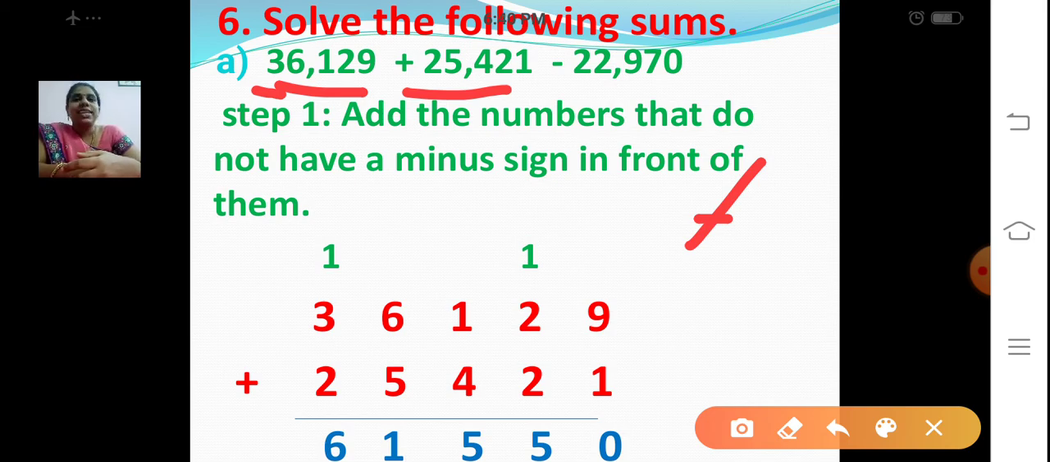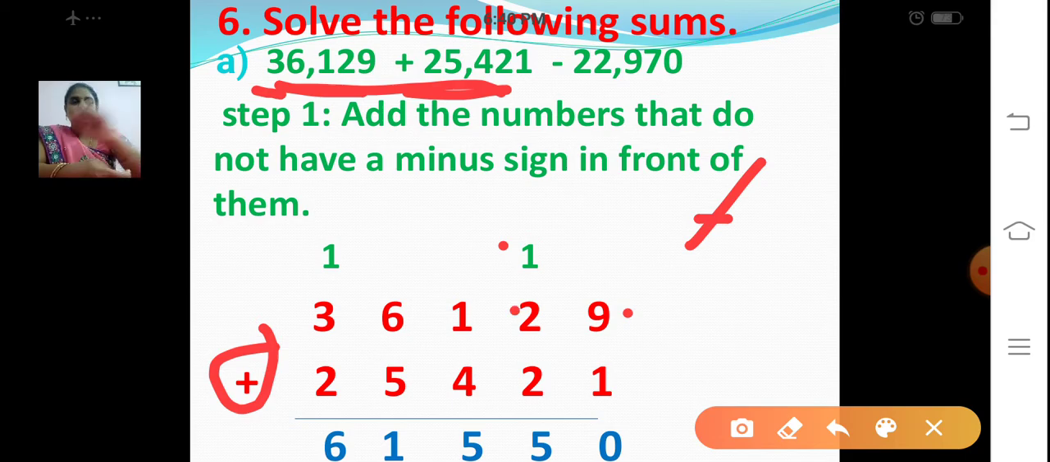First we are going to add these two numbers: 36,129 plus 25,421. So you know how to add these two numbers, right? Now tell me the answer. Where do we have to start? Yes, from the ones place. 9 plus 1 is 10. So it's a 2-digit number. Write 0 here and carry over the 1 to the next tens place.